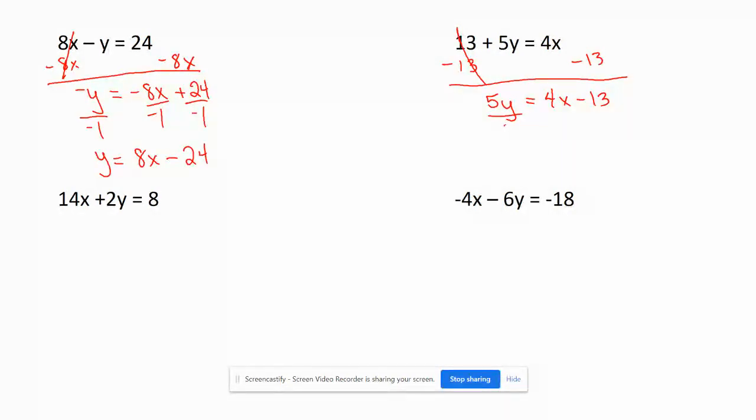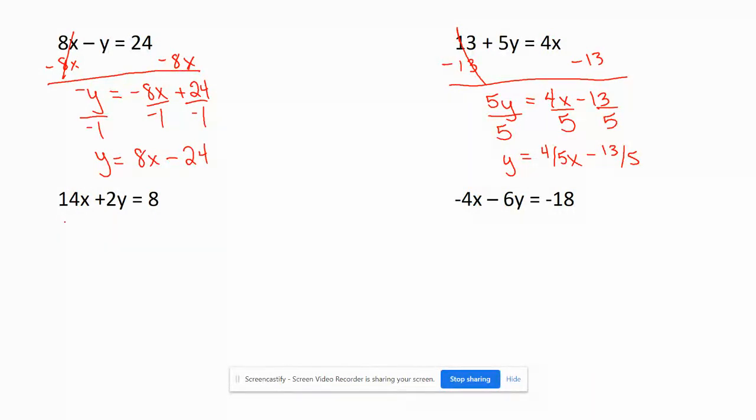Now, let's get rid of this 5. So we divide by 5, divide by 5, and divide by 5. Make sure you're dividing by 5 on both terms here, not just the 4x. Divide it on both terms. So now it would be y equals 4 over 5x minus 13 over 5. Notice I didn't have to change the signs because this was a positive 5. If it was negative, I would have to change all of these signs.